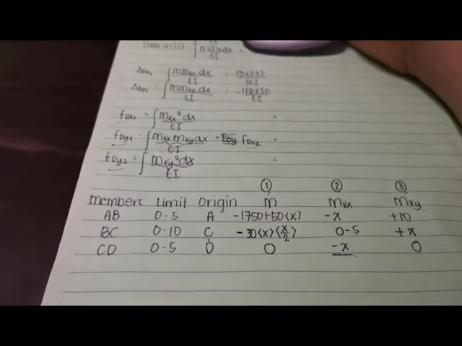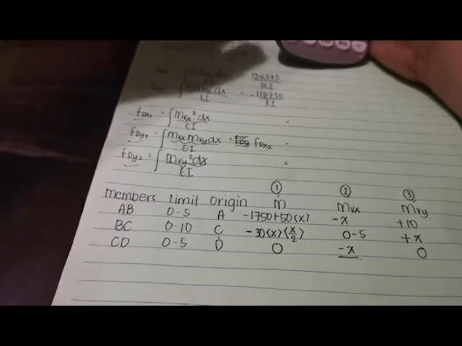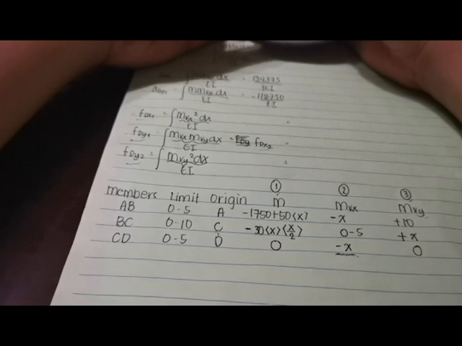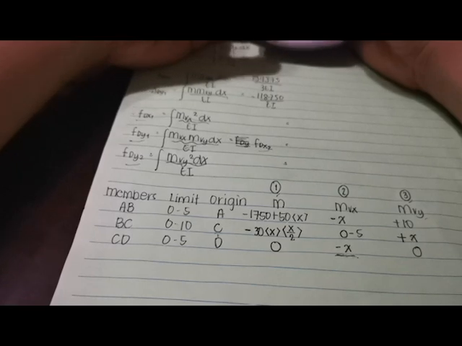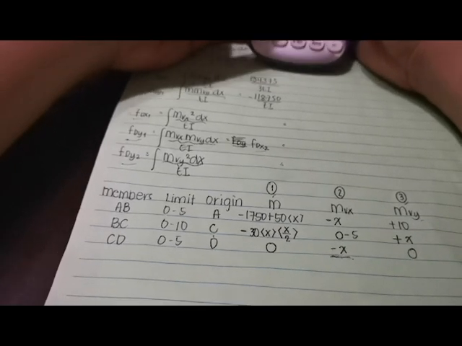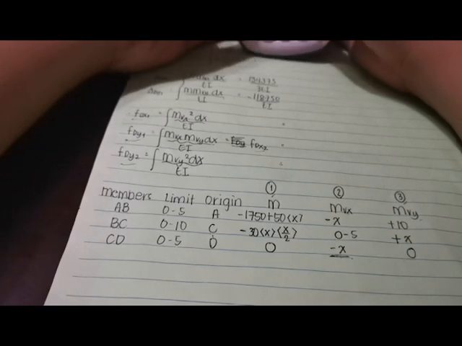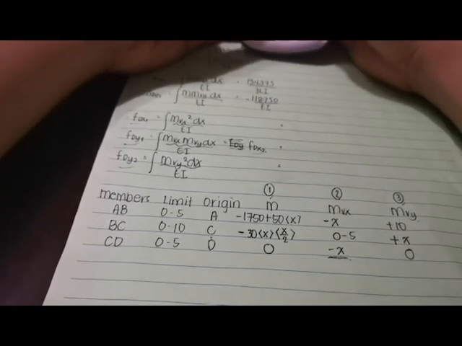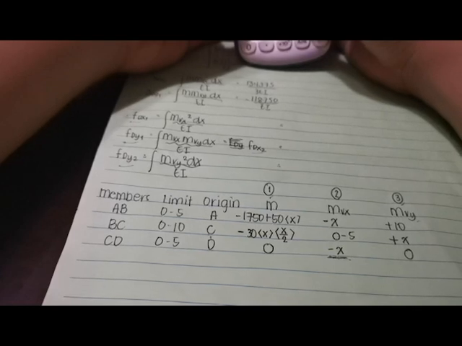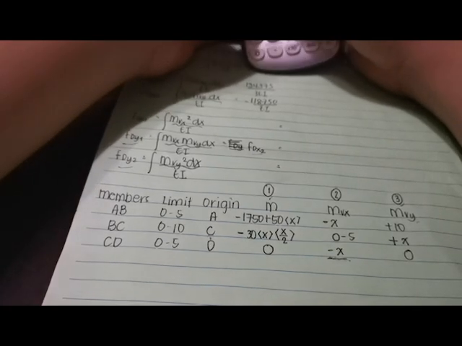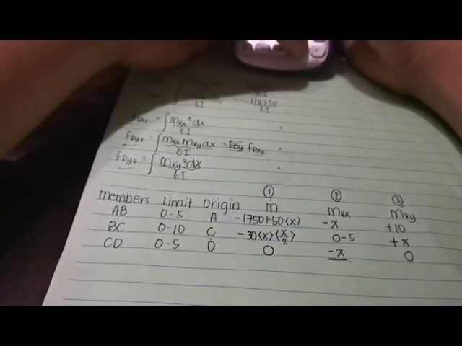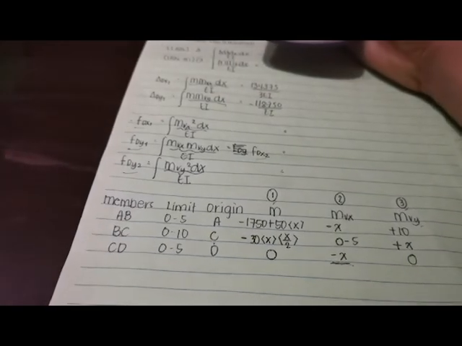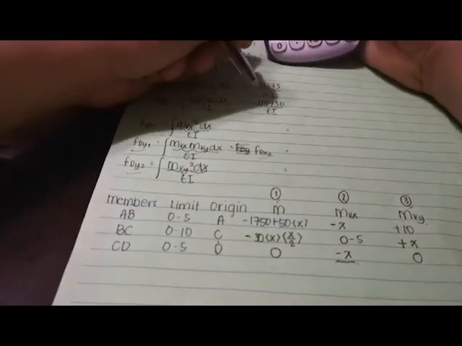Again, next, okay, we try to, 750 plus, I'll recheck this again. Let me recheck it again. 50x multiplied by 10 from 0 to 5 plus the integral of negative 15x squared multiplied by x from 0 to 10. That is equal to negative 118,750 over EI.